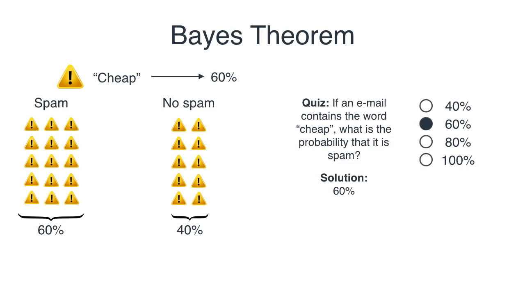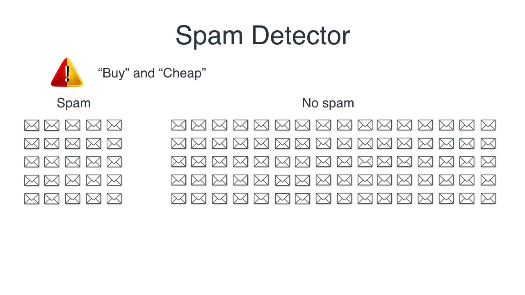Now here's where things get complicated. What if we want to apply it for both words at the same time? So we want to see what's the probability of an email being spam if it contains both the word buy and the word cheap? Well, we can do the same thing, right? We can count how many emails contain the word buy and then look at how many contain the word cheap and then actually look at how they overlap.